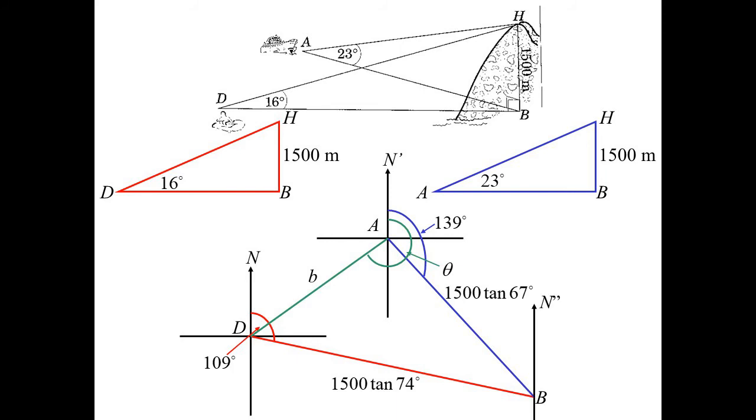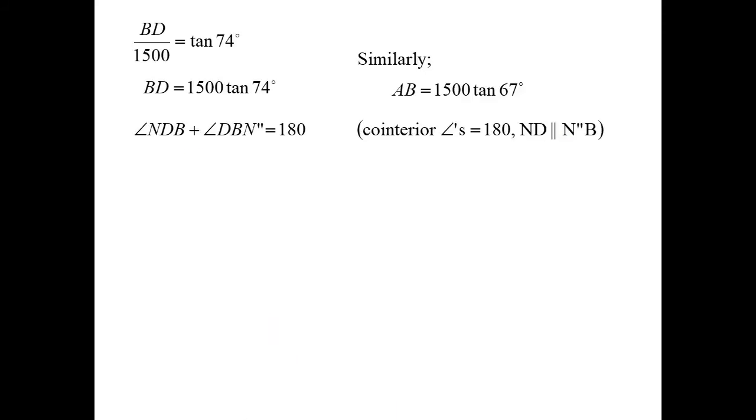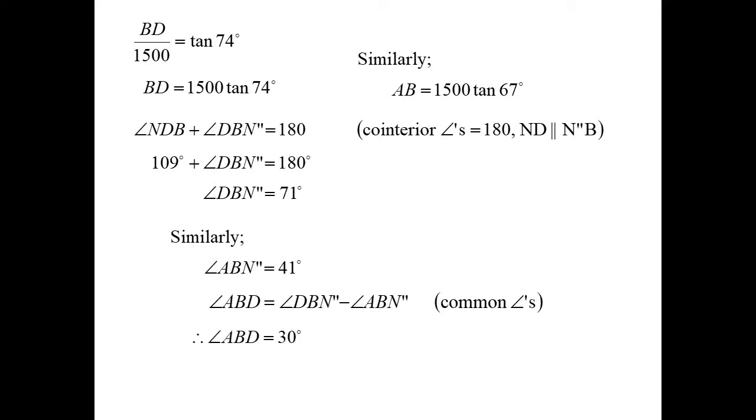Well, hang on, if I put a compass over there at the third vertex, we know all those norths are going to be parallel. So a bit of geometry, we can work out that NDB plus DBN double dash would be 180, co-interior angles. So DBN double dash is 71 degrees. I could do a similar sort of calculation to work out ABN double dash. It'll be 41 degrees. And ABD, well, that's the same as DBN double dash minus ABN double dash. So we get 30 degrees. We know the angle ABD is 30 degrees. So let's place that in.